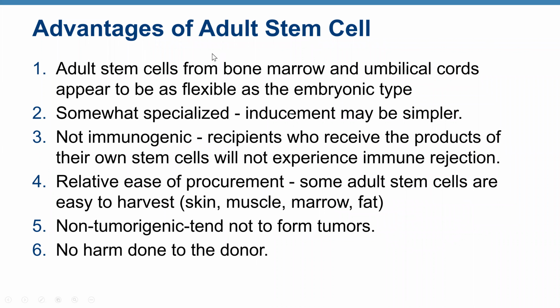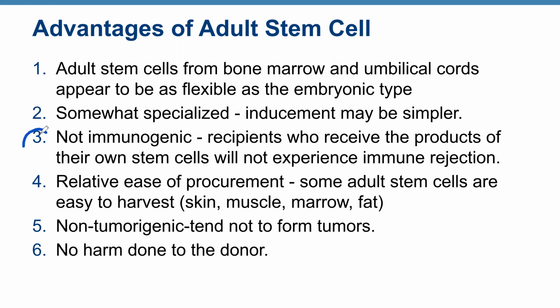Advantages of adult stem cells. Adult stem cells from bone marrow and umbilical cords appear to be as flexible as embryonic type, right? That's an advantage. They are somewhat specialized, which is why inducement may be simpler. Remember, it was pretty difficult to induce embryonic stem cells to differentiate evenly. However, with adult stem cells, because they are somewhat specialized, it might be simpler.